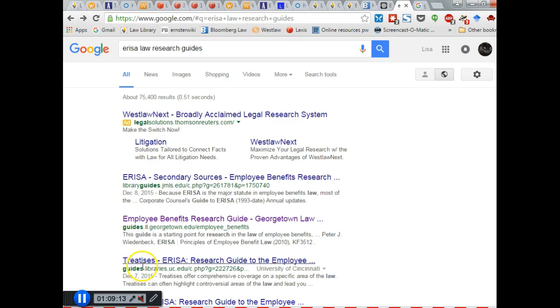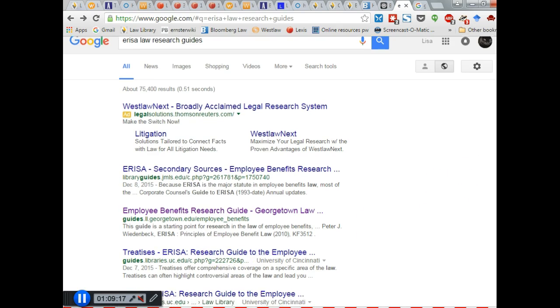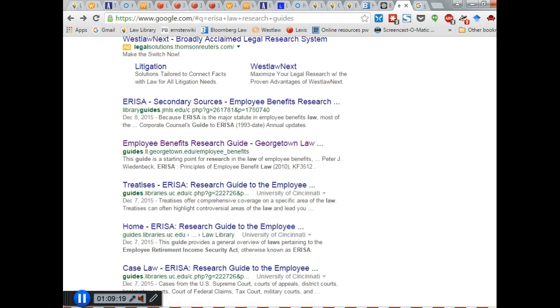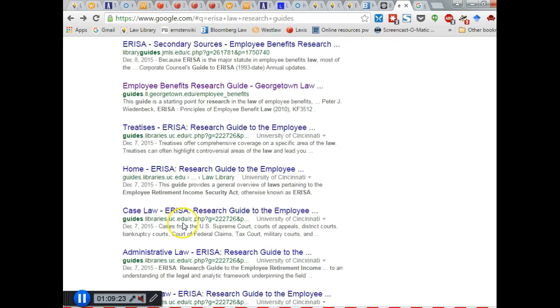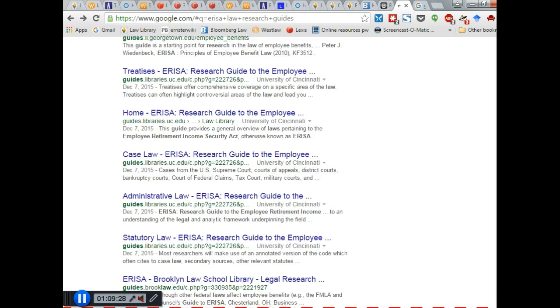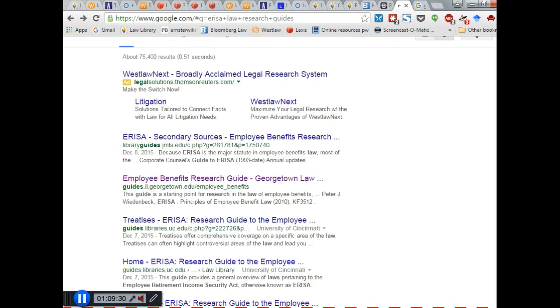Oh, look, here's a reference, treatises, ERISA, research guide. Again, Google search, didn't cost us anything. Here's one, ERISA research guide, case law research. Now, that's way ahead of ourselves, but again, if you find a good research guide, it could shortcut this whole process, and that's always a good thing.